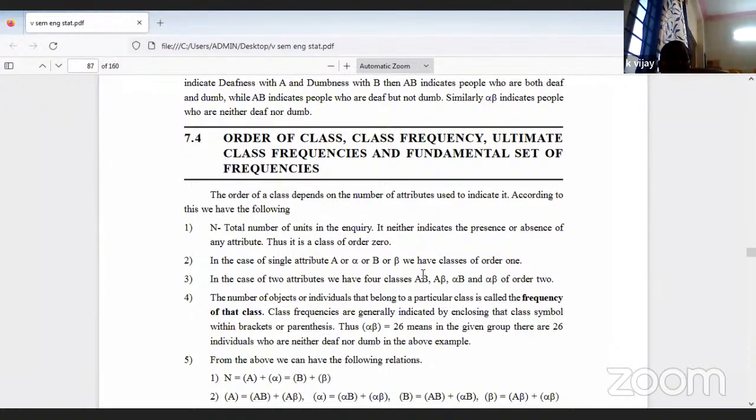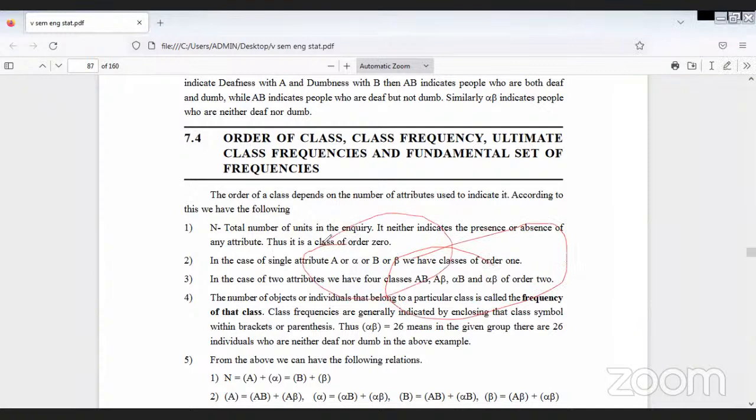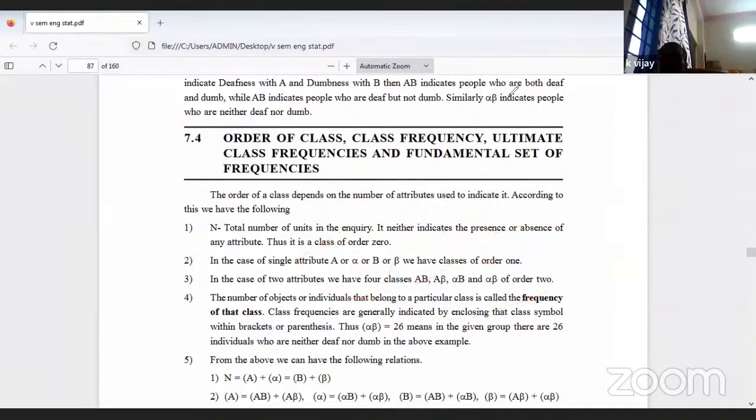N is the total number of units in the inquiry. N neither indicates the presence nor absence of the attribute. The order is 0. In the case of a single attribute, A or alpha, B or beta, order 1. In the case of two attributes, we have the classes AB, A beta, alpha B, and alpha beta, order 2. And as I said earlier, we can take AB, A beta, alpha B, alpha beta. Can we take them or not? Yes sir. If we write A, alpha, beta practically, we can write it as 3 factorial.